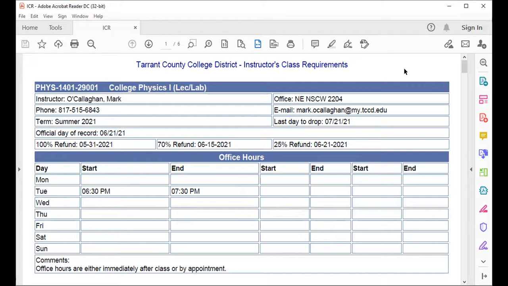So if you wake up on July 22nd and you're still enrolled in this class, you're enrolled for the long haul. Whatever grade you've earned at that point, you can't get a W anymore. You have to get a letter grade at that point. All right, so again, keep July 21st in mind.